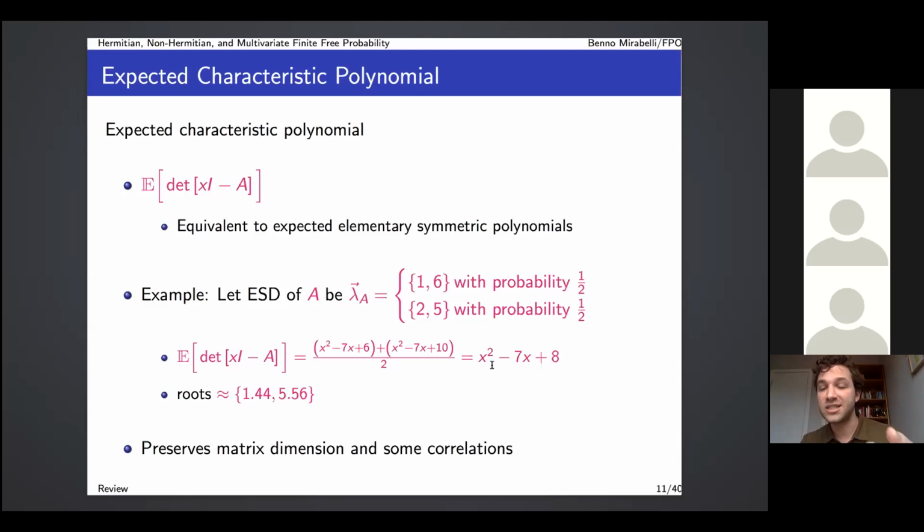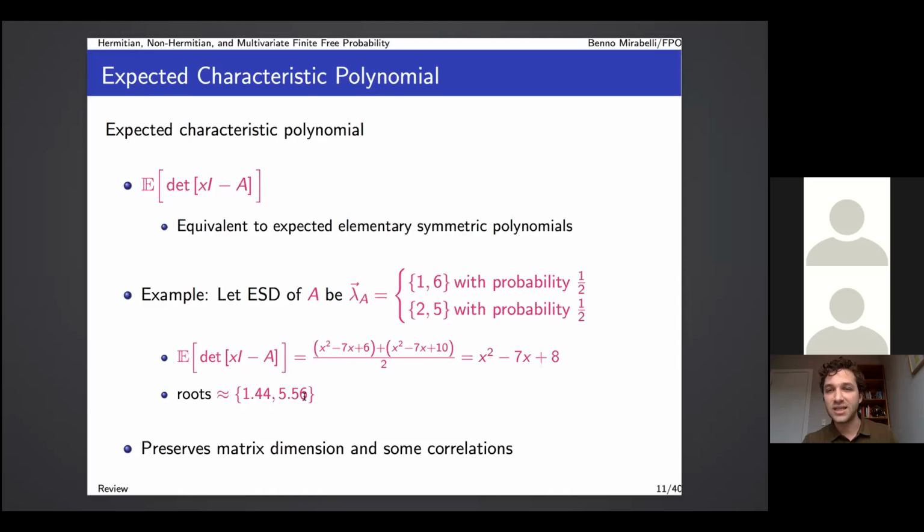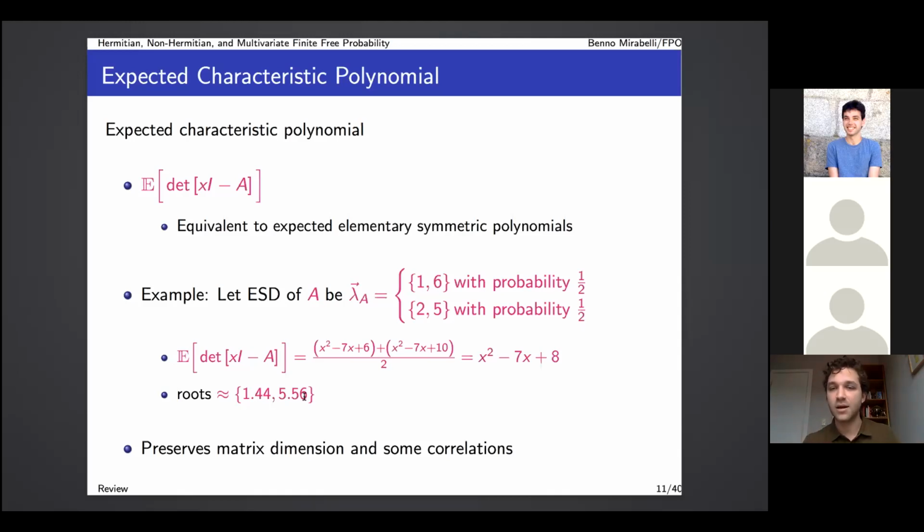This new polynomial is still of degree 2. So I still keep the fact that my underlying matrix was a 2 by 2 matrix. So that's a nice change from before. And also, if you look under the hood and see what the roots of this polynomial are, they're like 1.4 and 5.6. They keep some sense of the correlation that's going on in this random matrix. So these seem like nice advantages, at least in this specific case, of the expected characteristic polynomial as opposed to the expected empirical spectral distribution.